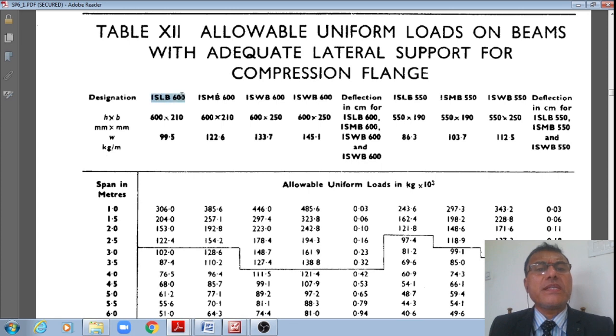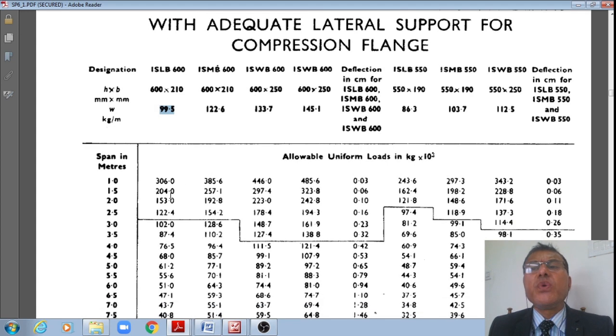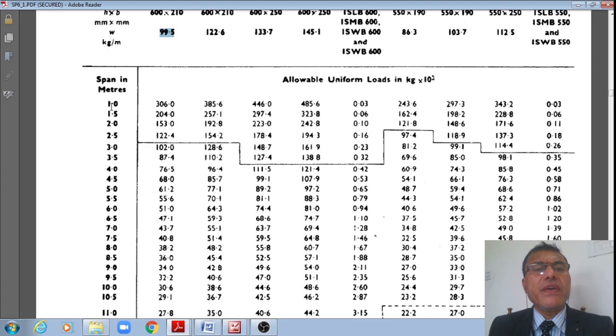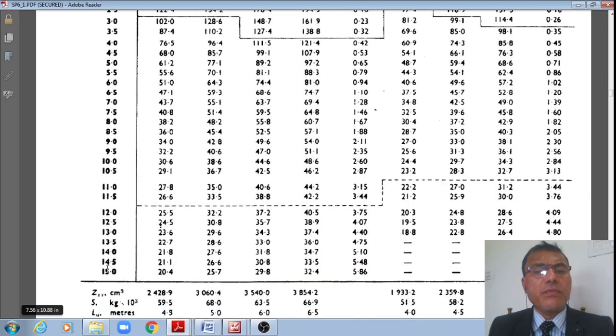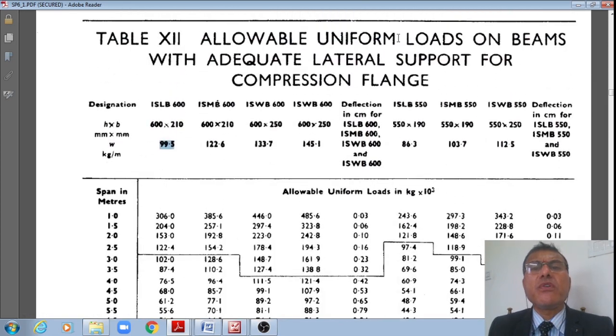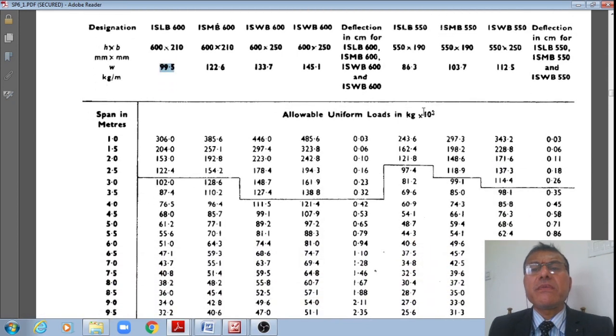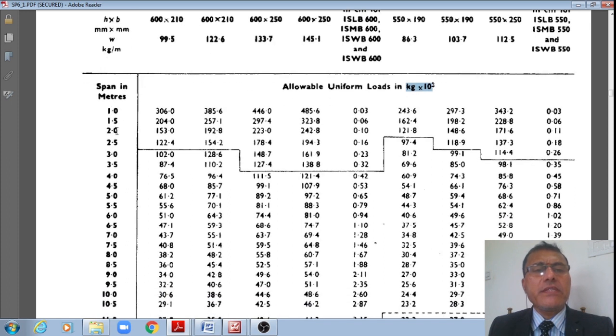Like this, if I use ISLB 600, its dimension is 600 by 210, therefore there is H and B in mm, with a unit weight of 99.5 kg per meter. If I use that for different spans varying from 1 meter and so on up to 15 meters, how much UDL can I permit in terms of kgs per unit length, right? Kg in 10^3 are so many tons per meter or so many kilonewton per meter, right? That is how for each of these lengths, right?